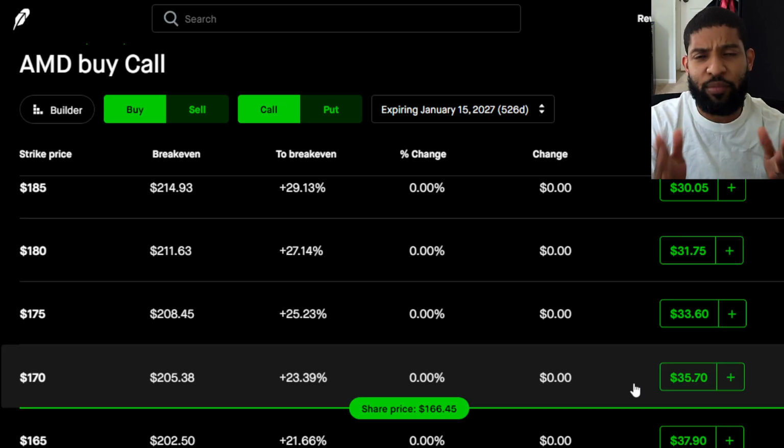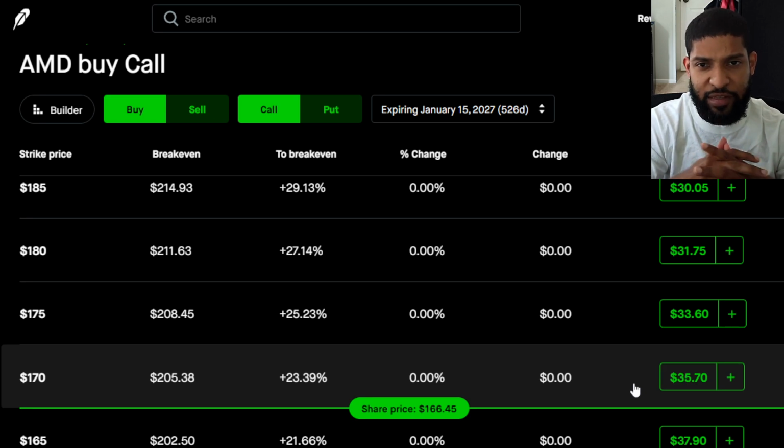And that's another thing. Don't be greedy. When you're up, take profits. Lock in profits. Don't be greedy. Like I said, you don't have to wait until the expiration date to sell your contracts. All right. So generally, that's a call option. How to buy a call and leap option.